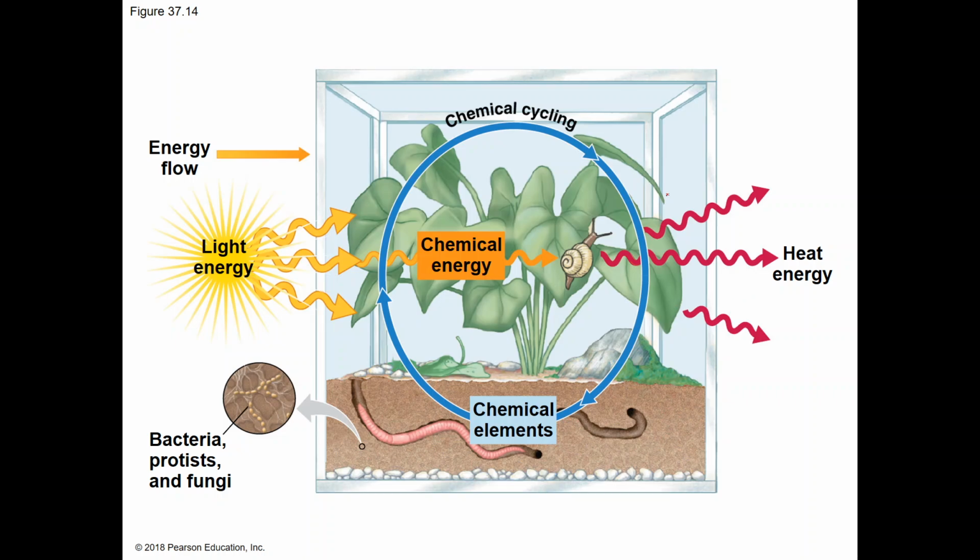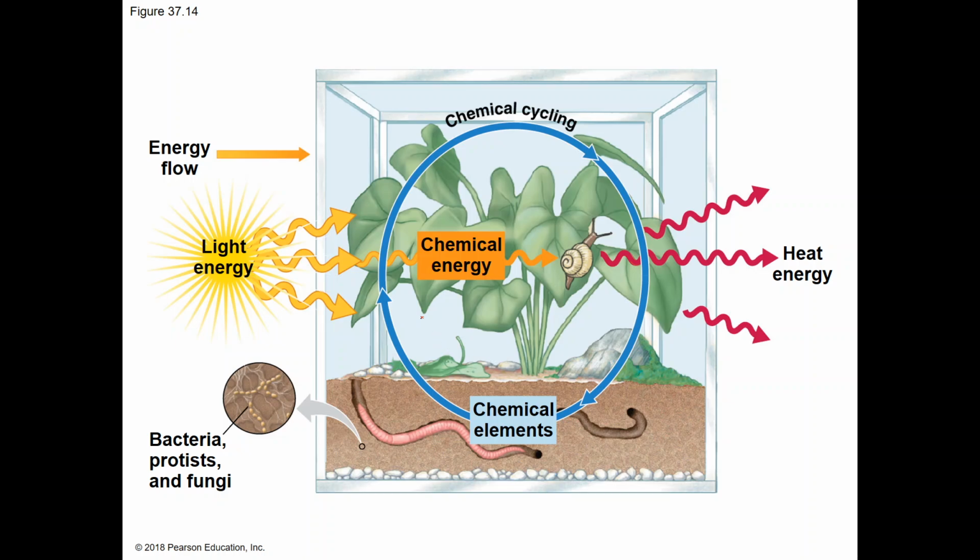This is an example of an ecosystem. So this is a terrarium. It's an enclosed box with some organisms in there, and then we have some non-living materials like the rocks at the bottom and the soils and the rocks that the organisms can interact with. So this is just an example ecosystem.